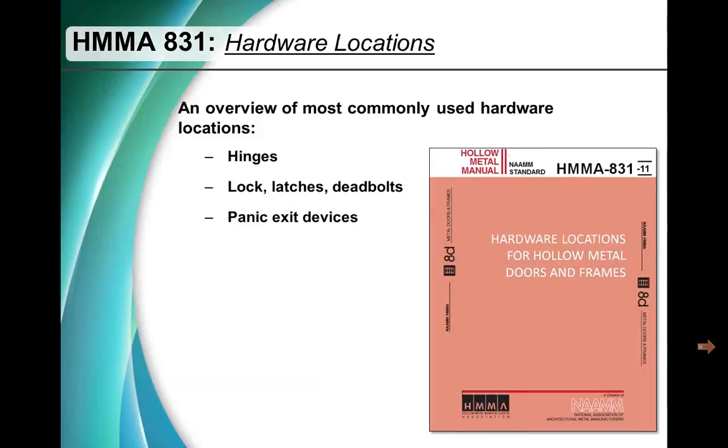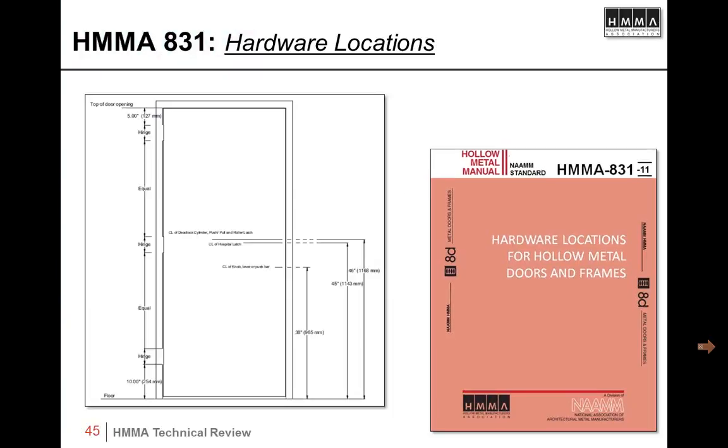830 covers the custom HMMA hardware locations. In this publication, you have the spelled out dimensions, and again, this is for custom hollow metal. The key to this in relationship to its main use, you do have the 5, 10, and equal hinge locations. All your latching hardware is based on knob or lever height rather than strike height. So there's a little difference between this and SDI locations.